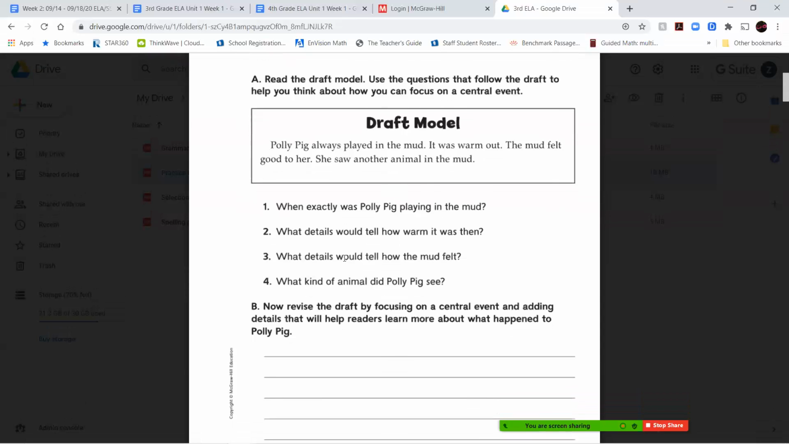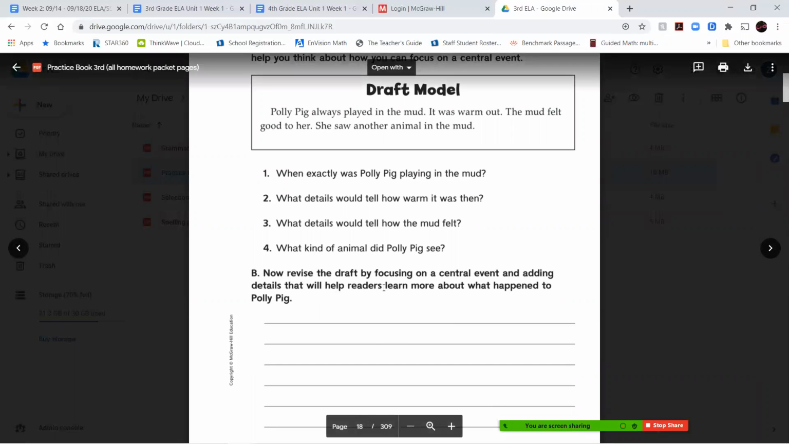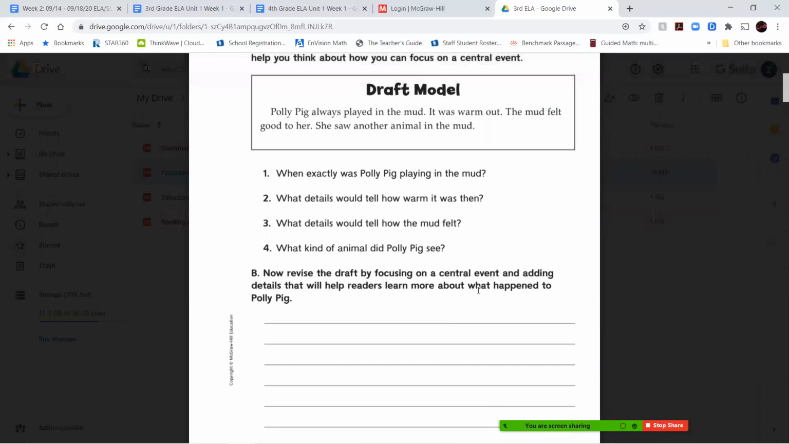So when we go to rewrite our story, it says now revise the draft. When we revise, we're making changes and we're making it better. Revise the draft by focusing on a central event and adding details that will help readers learn more about what happened to Polly Pig.